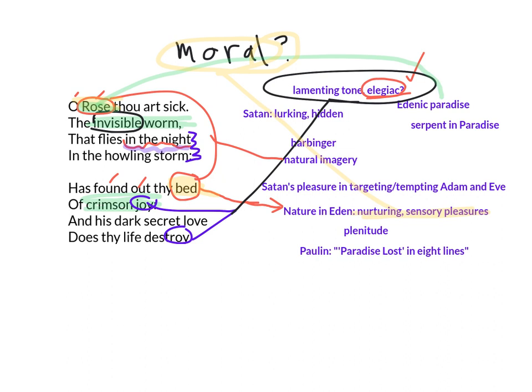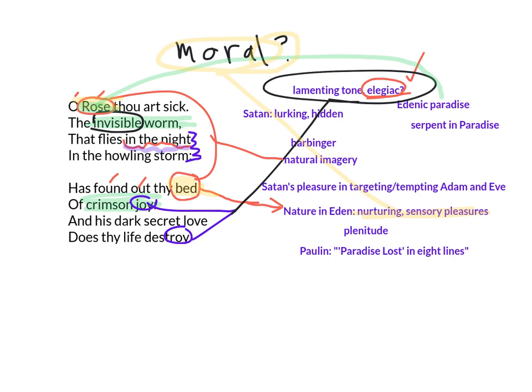So Milton's massive, huge, epic poem, Paradise Lost. You can read that one summer, but not now because it'll take you ages. Paulin is saying that this is it in condensed form in 8 lines. I thought that was a nice little quote, but we don't need critical views for this part of the exam.